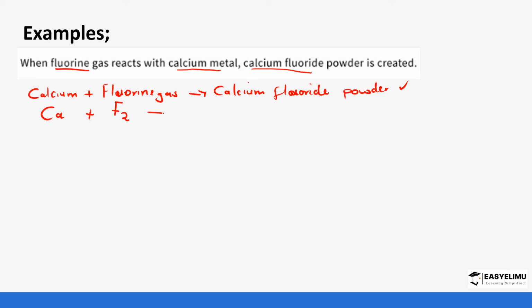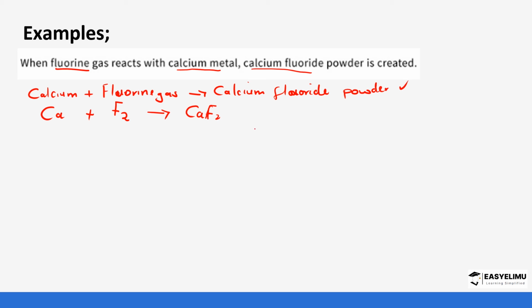And then the formula of calcium fluoride, which we did in the previous lesson, you can go and check it out. It becomes CaF2. This is capital F. So this is the equation.